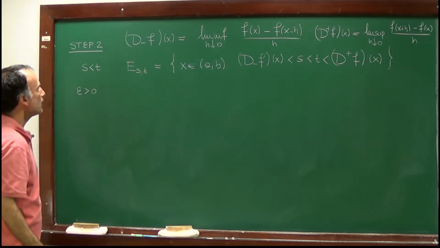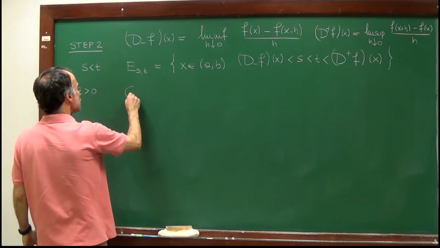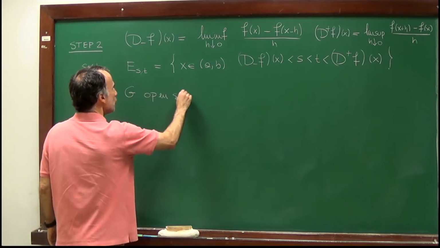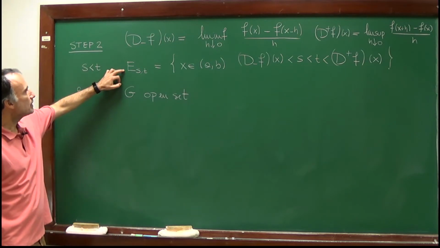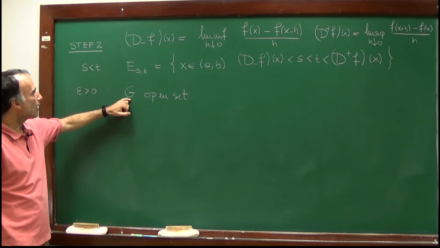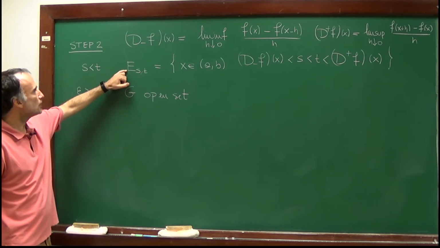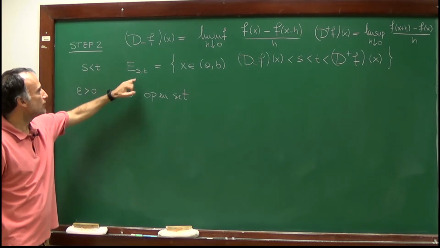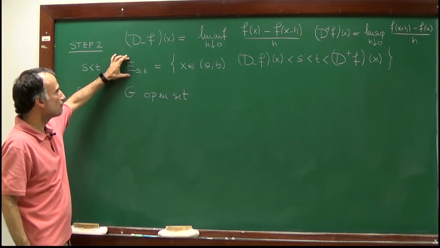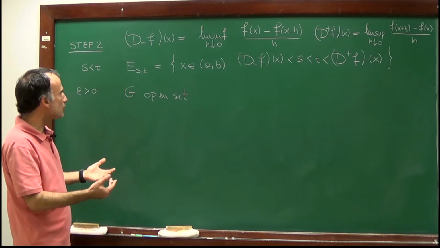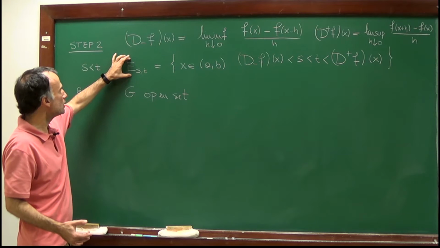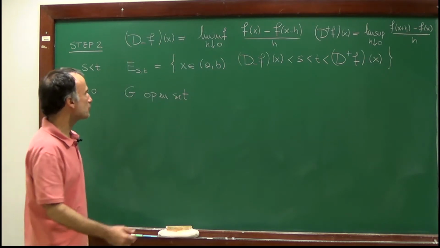Okay. And we can find an open set. So G will be an open set which contains E_s and whose measure is almost equal to the measure of E_s. So by definition, since the outer measure of E_s is finite, I can find an open set which contains E_s and whose measure is almost equal to the measure of E_s.